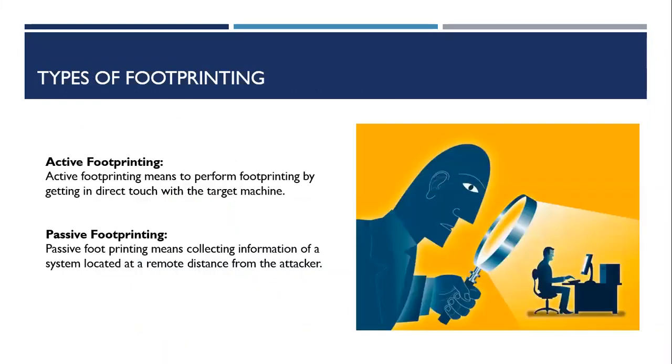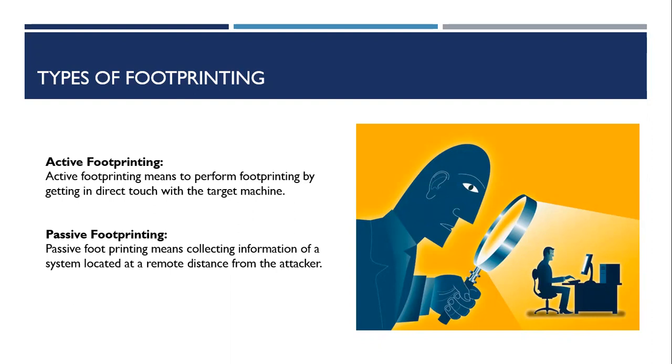There are two types of footprinting: active footprinting and passive footprinting. In active footprinting, you perform footprinting by getting in direct touch with the target machine. In passive footprinting, all the collection of information about the victim's system is done from a remote distance, or you can say you are not in physical proximity of that system.